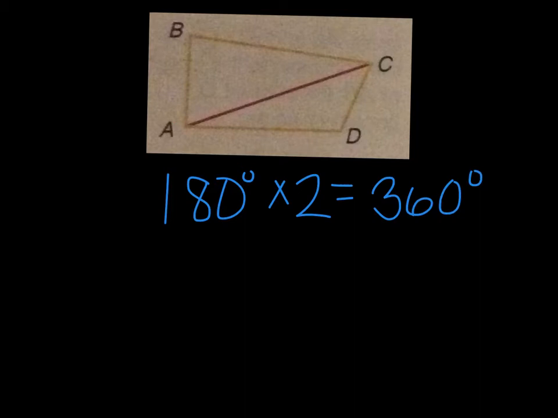Here we have a quadrilateral BADC. If you draw a diagonal line in a quadrilateral, you have two triangles. We know that all angles of a triangle add up to 180 degrees. So if we have two triangles in this shape, all of the angles would be 180 degrees times 2, since there are two triangles. So the interior angles of a quadrilateral equal 360 degrees.